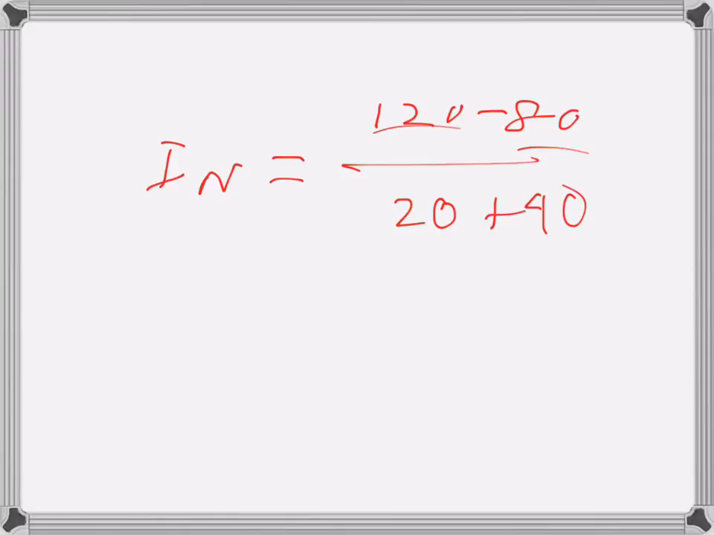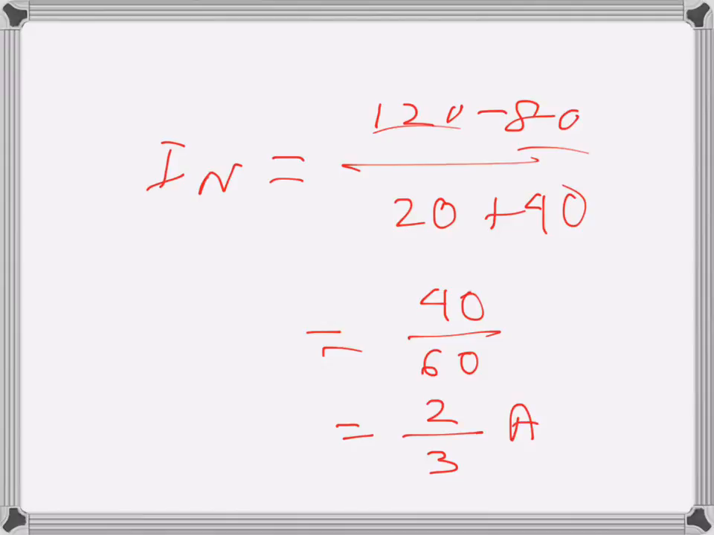These two voltage sources are in opposition, so they will be subtracted. So that's 40 here and this is 60 here. So basically we have the current 2/3 amps. So that's the Norton current, or I short circuit. So our Norton circuit will look like this one, 2/3 ampere. And now we need to find the resistance here.